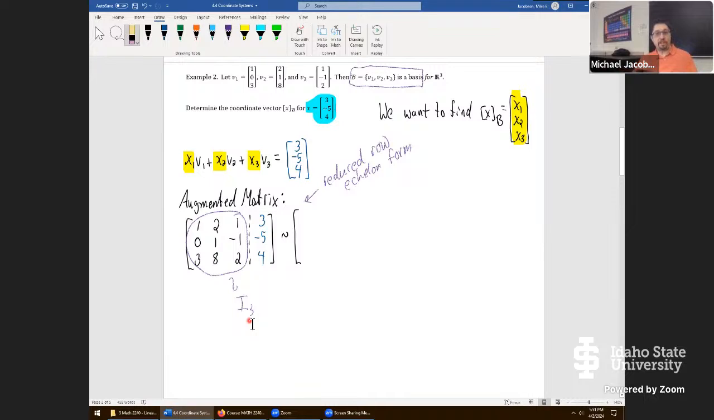If we don't get the 3x3 identity matrix, then we've probably made a mistake in row reduction, or maybe I screwed up and that's not really a basis. But I double checked it this morning. It really is one. So let's start row reducing and see what we end up on.